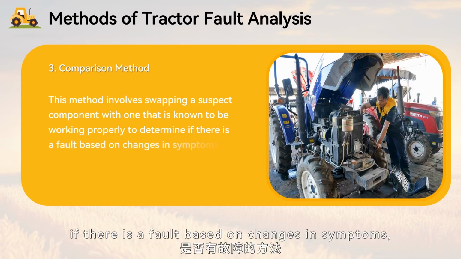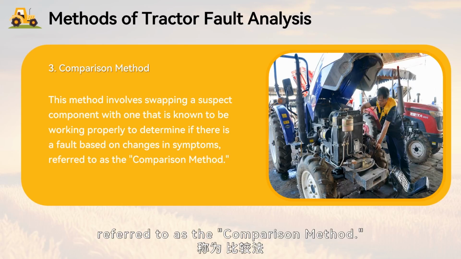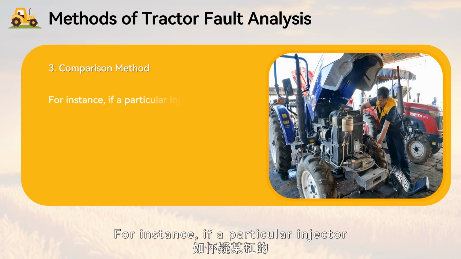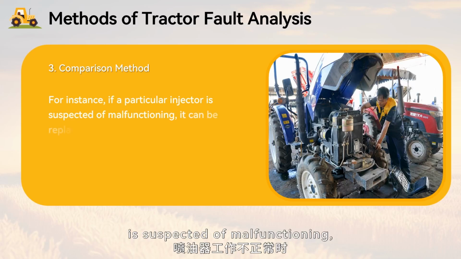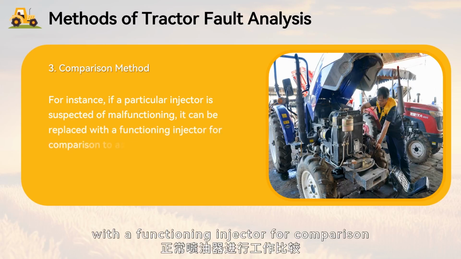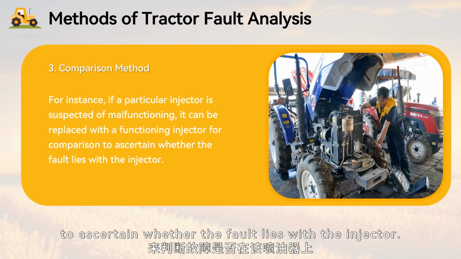3. Comparison method. This method involves swapping a suspect component with one that is known to be working properly to determine if there is a fault based on changes in symptoms, referred to as the comparison method. For instance, if a particular injector is suspected of malfunctioning, it can be replaced with a functioning injector for comparison to ascertain whether the fault lies with the injector.